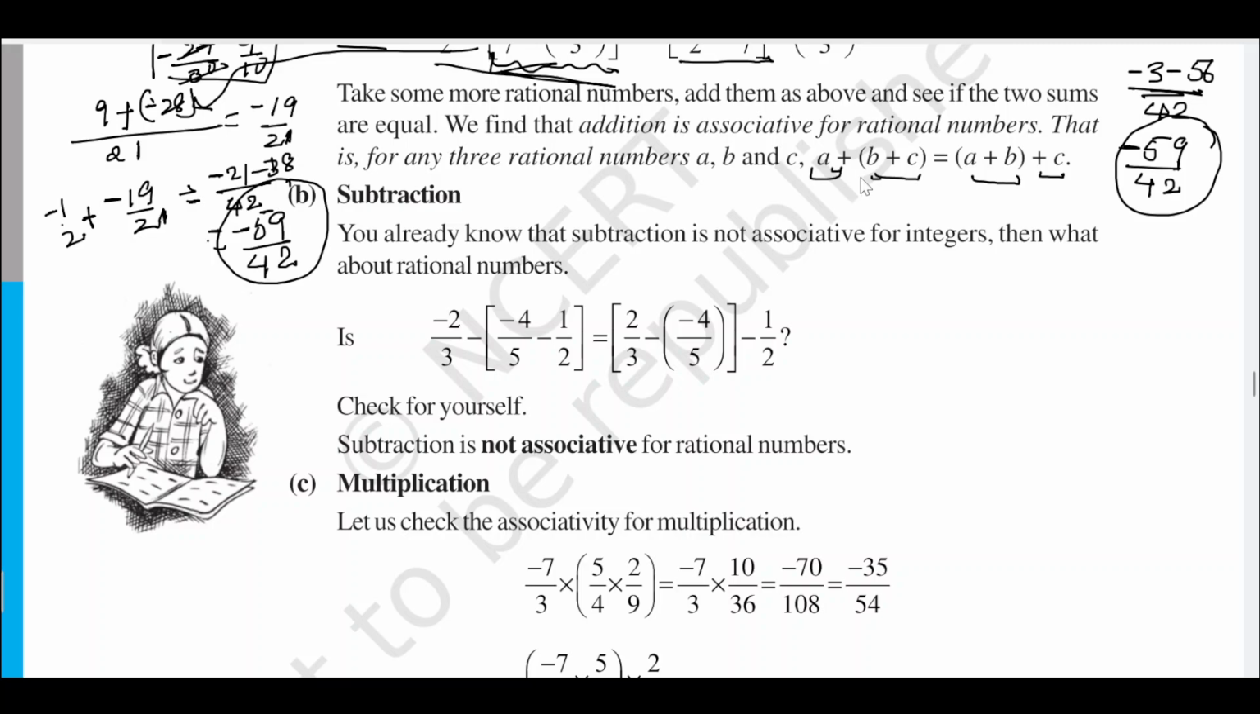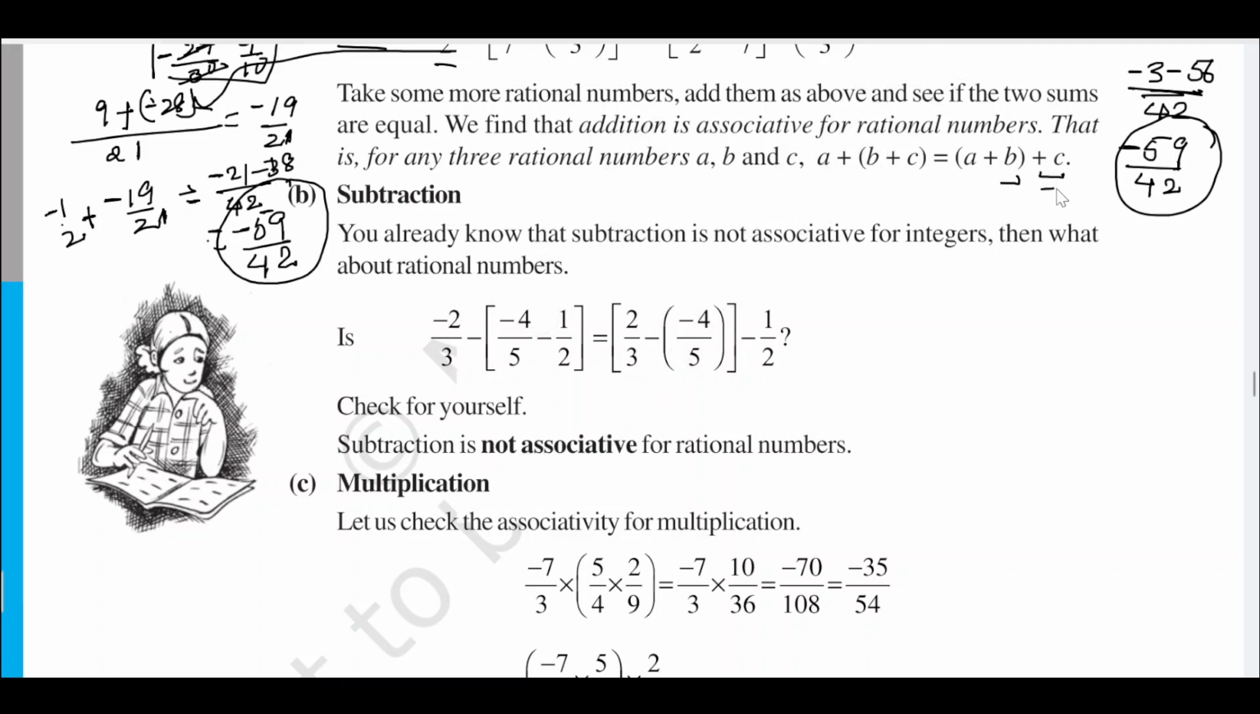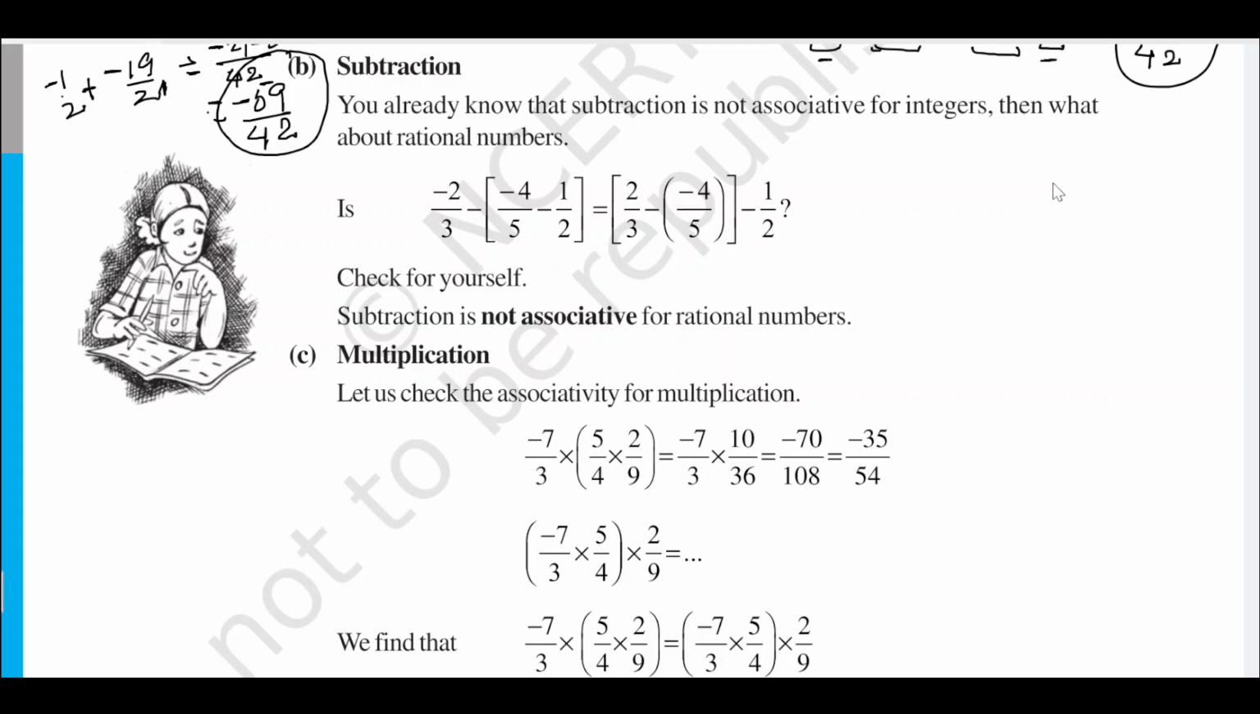Between A, B, and C, the common operation that we are using is addition, but we are just changing the groups. In the first case, LHS side, we have kept A alone. In the second case, we have kept C alone. Next, we will check for subtraction. So, from similarity, you can say that subtraction will not be associative. But we have to verify with some result.